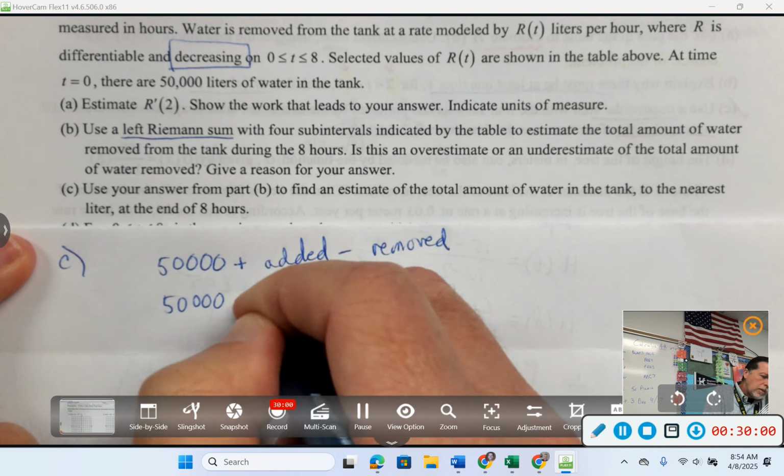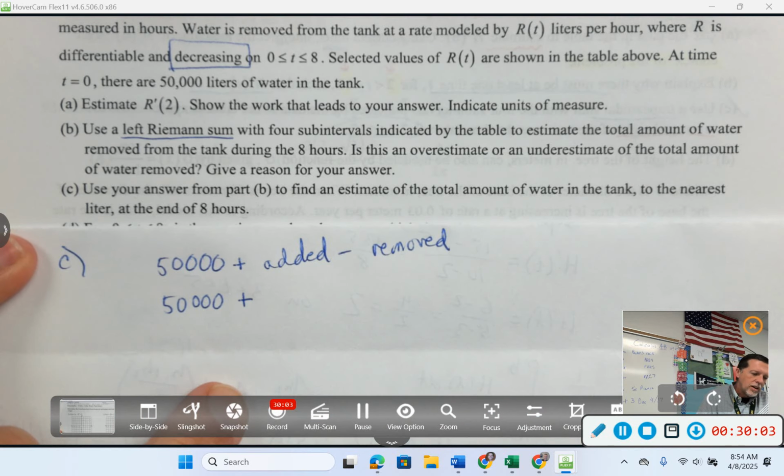So added was the W. So how do I figure out how much was added? I'll integrate W from 0 to 8 minus, we already calculated how much removed, we called it A, so rather than calculate that or rewrite all of that, let's just call it A, and now we're good. So there's the answer. It didn't say whether this was a calculator one, but it didn't say to write an integral without evaluating it, so my guess is we're supposed to use a calculator to find that.